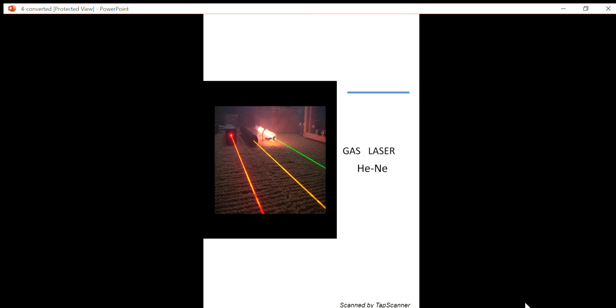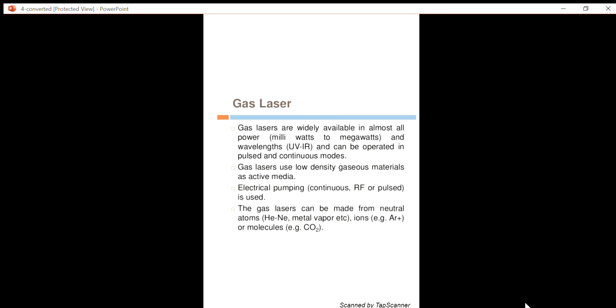Now we are discussing the gas laser. Gas lasers are widely available in almost all powers and wavelengths and can be operated in pulse and continuous mode. Gas lasers use low density gaseous material as the active medium. Electrical pumping is used. The gas laser can be made from neutral atoms or molecules.